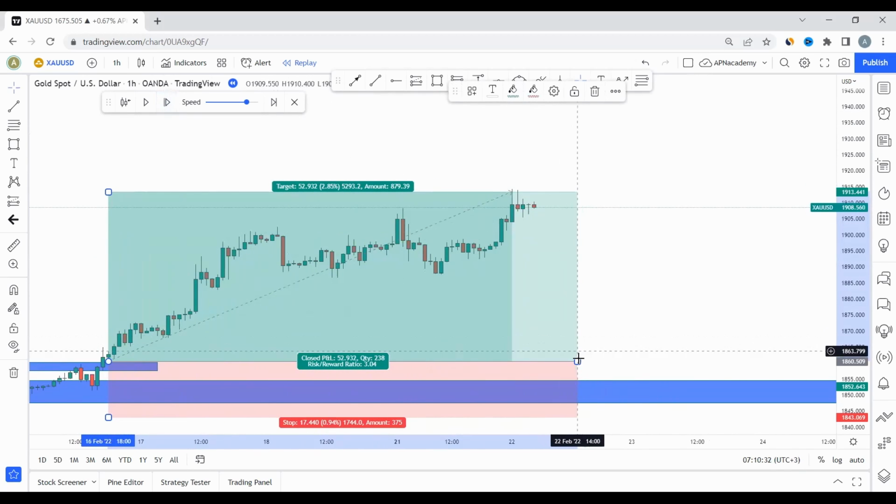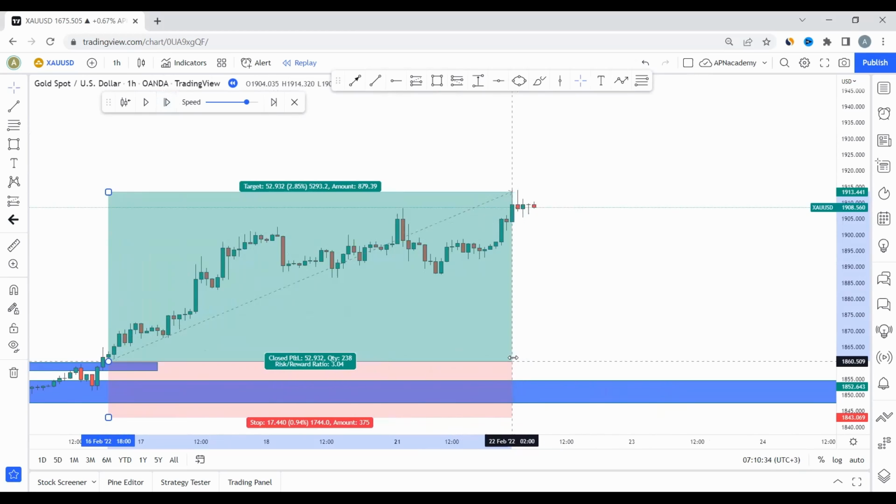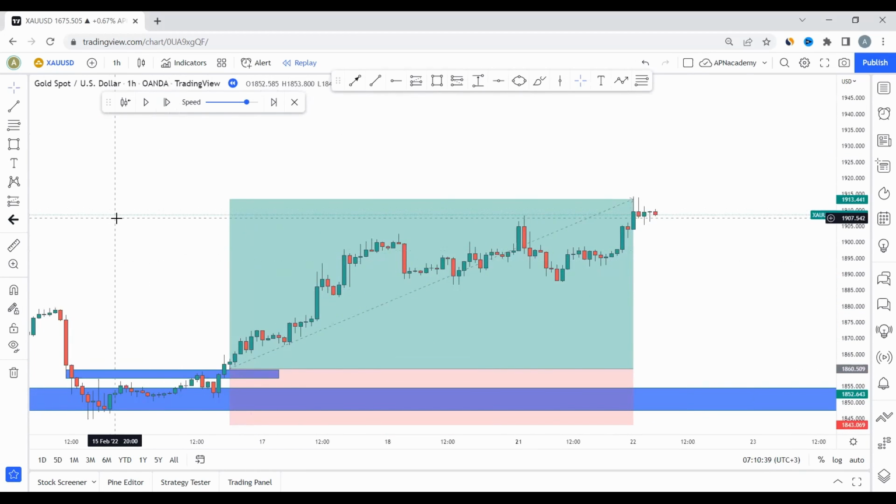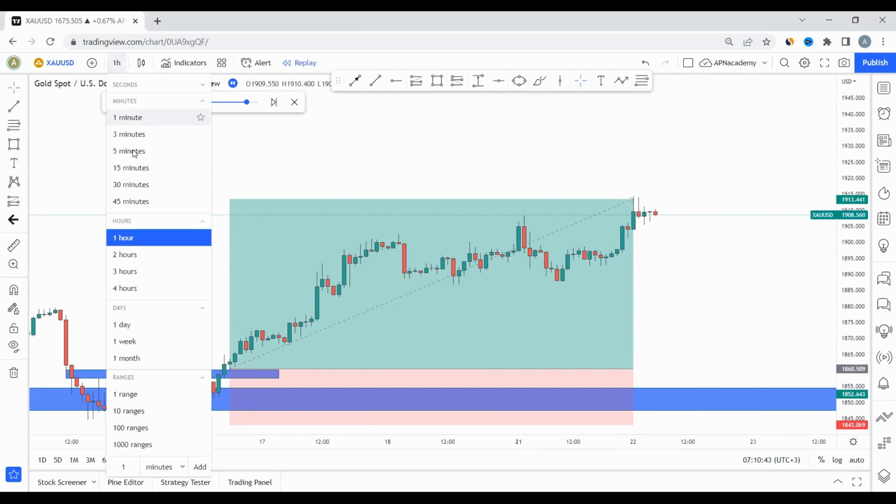So here we hit the take profit at this point here. Now, this is our second trade hitting target, but in total we have 3 trades. We have one that was break even.